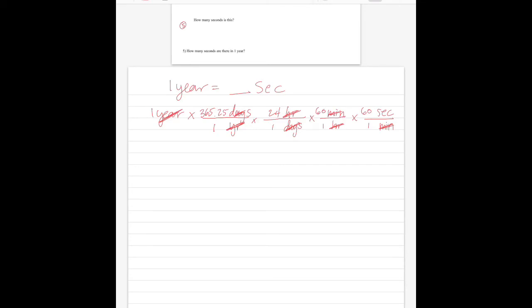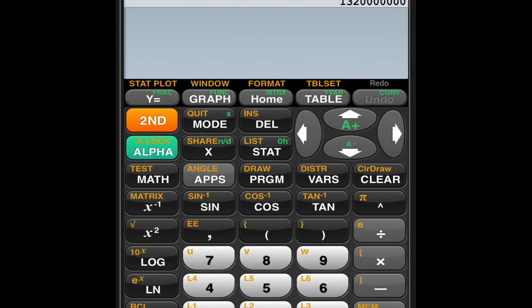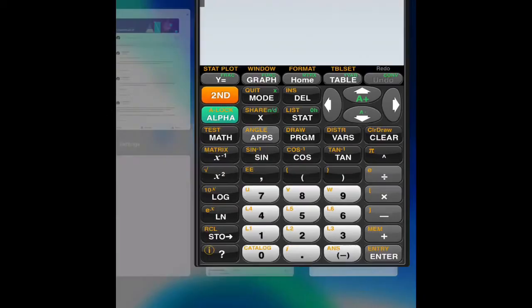So let's put this in the calculator. I'm going to do 1 times 365.25 times 24 times 60 times 60. Technically, I'm not going to put the 1 in the calculator because 1 times 365.25 is still 365.25. So I'm going to do 365.25 times 24 times 60 times 60. Oh, there it is in scientific notation. I like my answers to be rounded to the second place after the decimal, so I'm going to round this to 3.16 times 10 to the 7th.